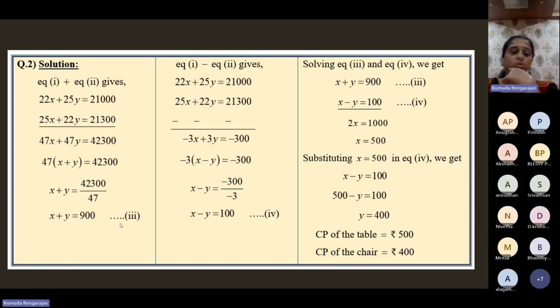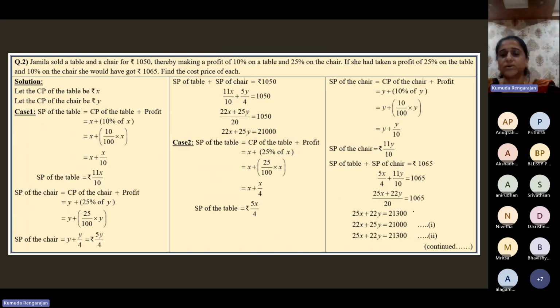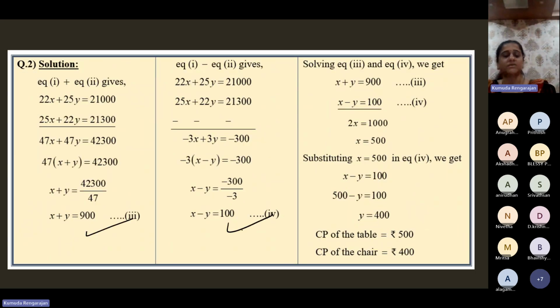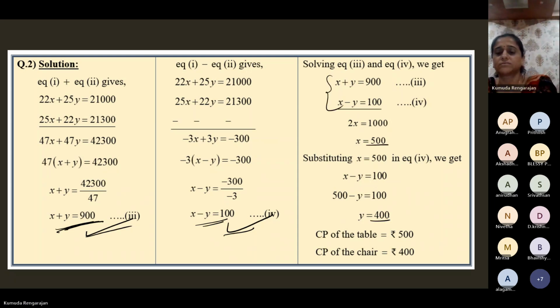Now solve these two equations. Now we've called them equations 3 and 4. Now solve these two. They're simpler. See, here also we got equations in x and y. But you can see the numbers are quite large. But here you see, when we add the two equations and subtract the two equations, you get simpler equations. x plus y is 900, x minus y is 100. The numbers become simpler. Now solve these two equations, 3 and 4, to find the values of x and y.